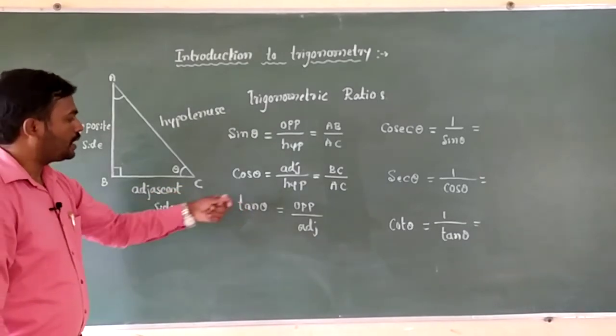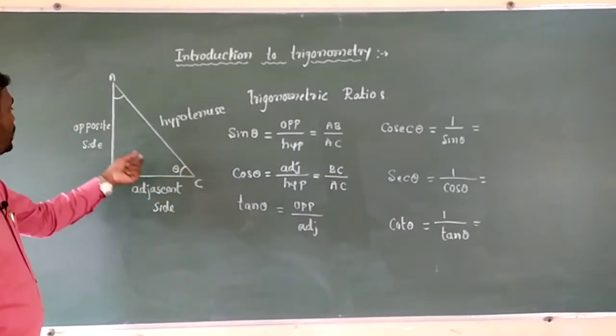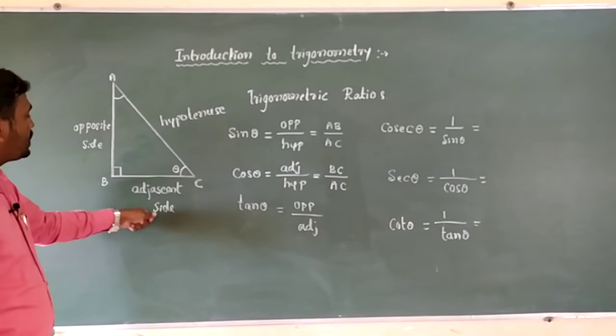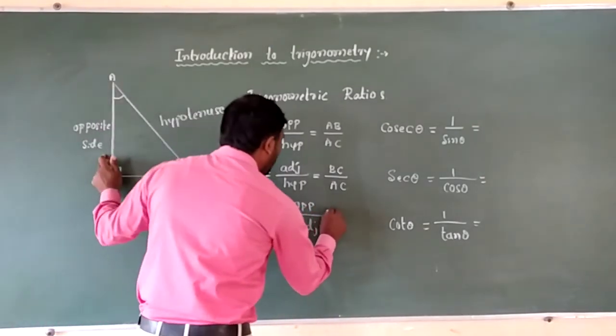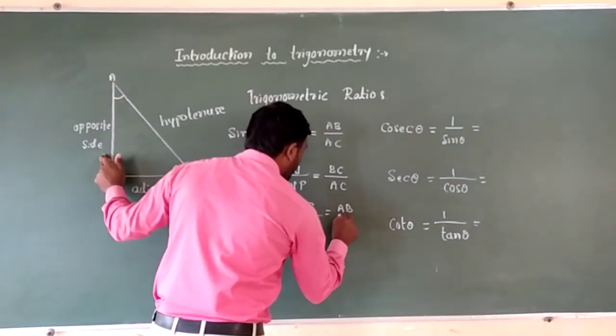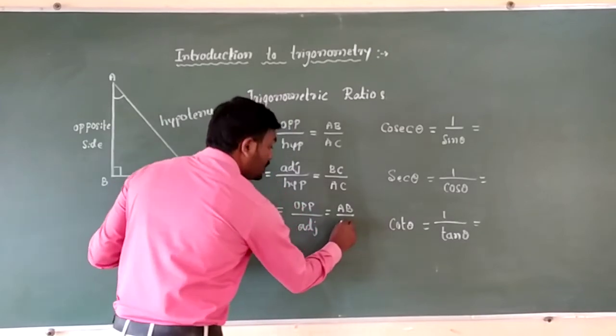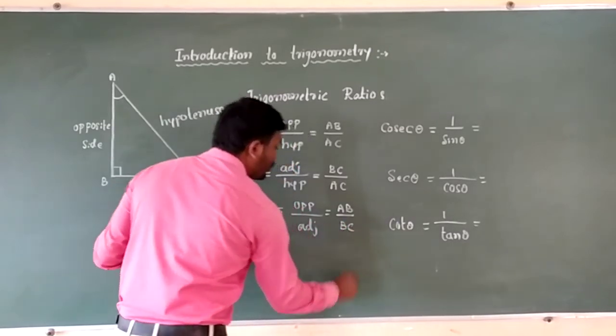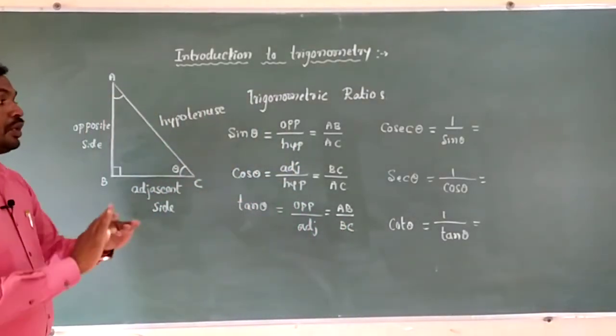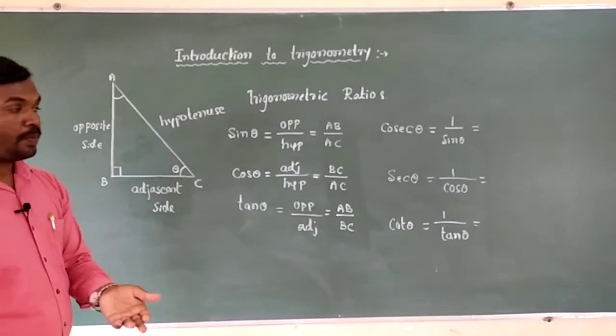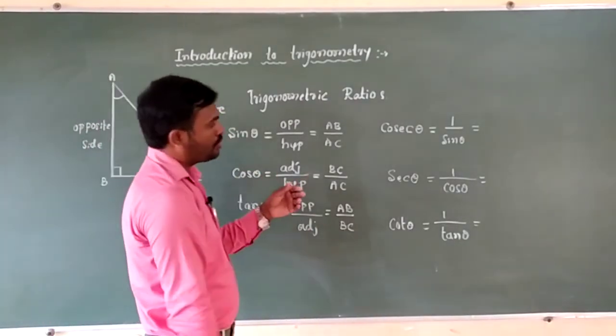Next one is tan theta. Tan theta is opposite by adjacent. So opposite is AB divided by adjacent BC. So it becomes AB by BC. To write the next three trigonometric ratios, again we have to use the same procedure.